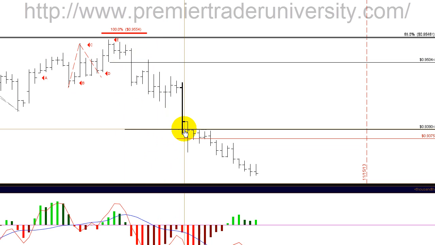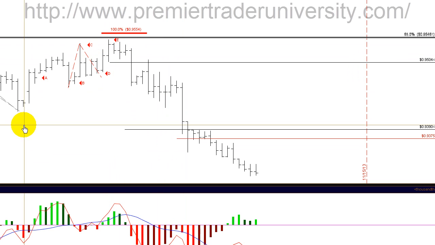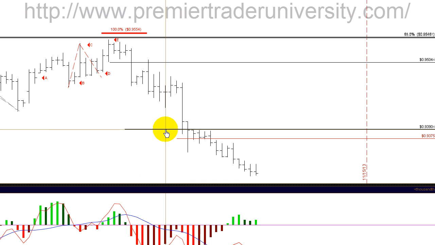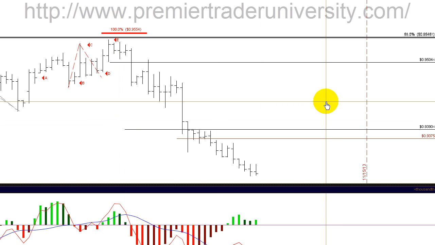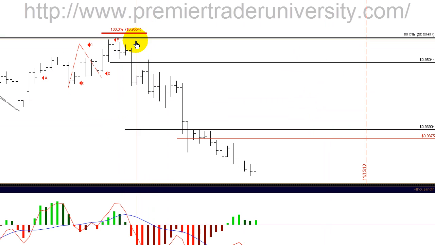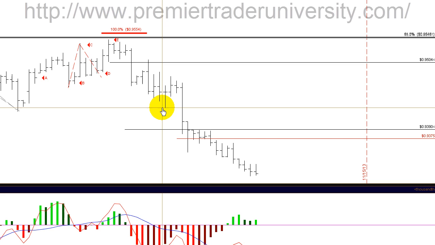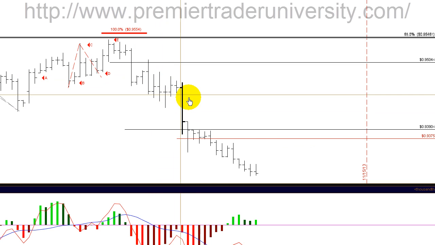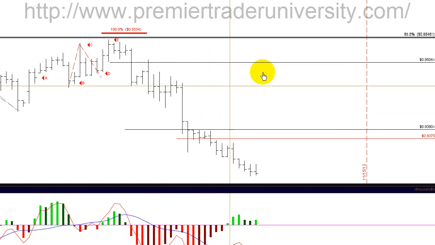And all this is the 127% extension of this move to the downside. So once price hit that area, I had an order to get out of that trade. So my trade was scaled out. My stop was then brought to break even on the overall remaining part of the position. So I scaled out at 93.90, and then it was time to start managing the trade even further.